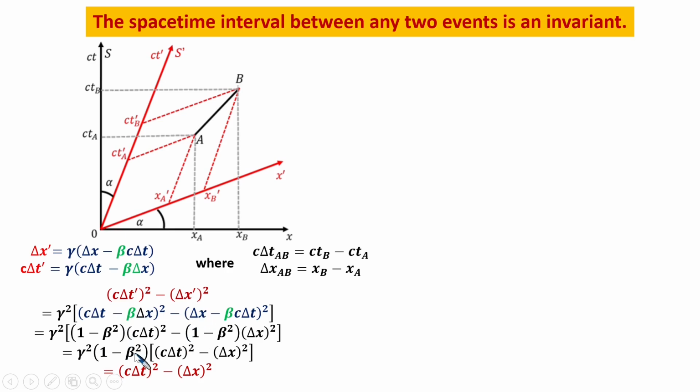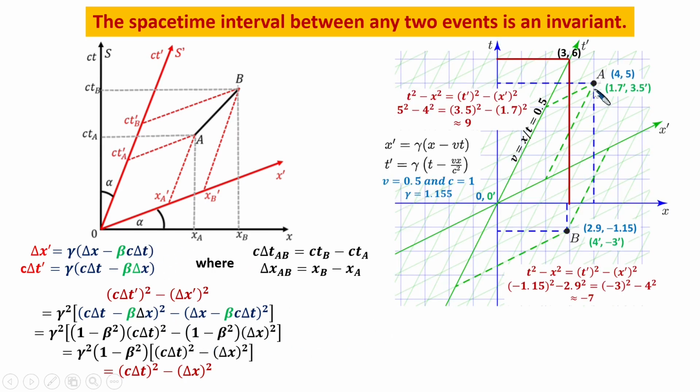Now you take 1 minus beta square common, and this is C delta T square, here delta X square, and this gamma square and 1 minus beta square will cancel because gamma square is 1 over 1 minus beta square. So this will get cancelled. So you have the space-time interval in the moving frame equal to the space-time interval in the stationary frame. So using the Lorentz transform you can show this.